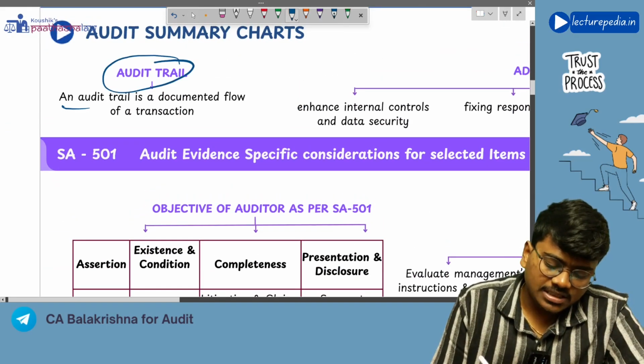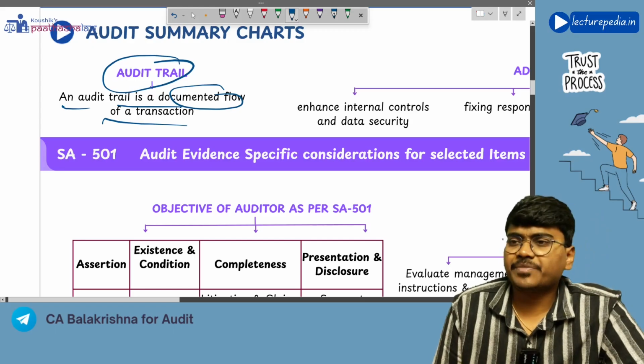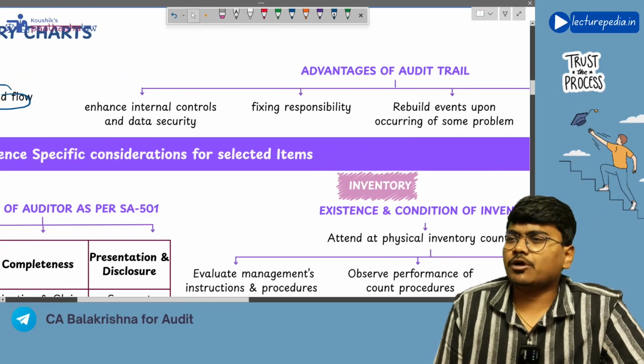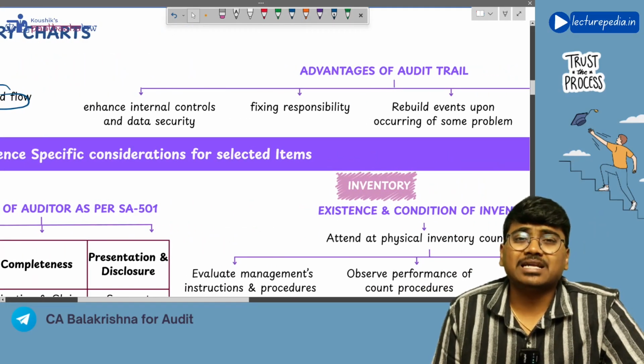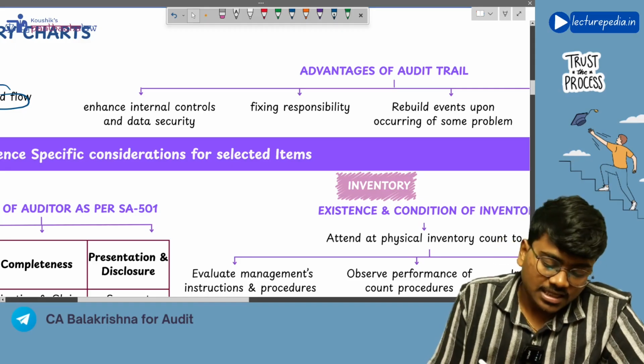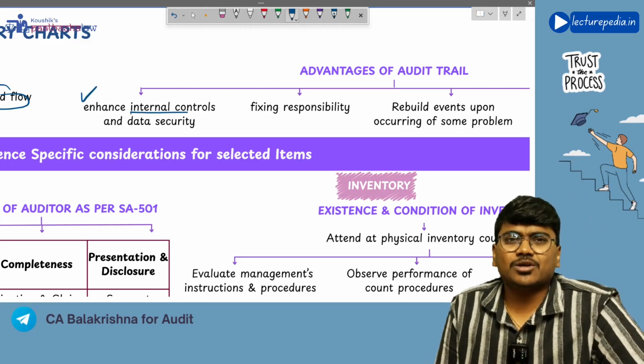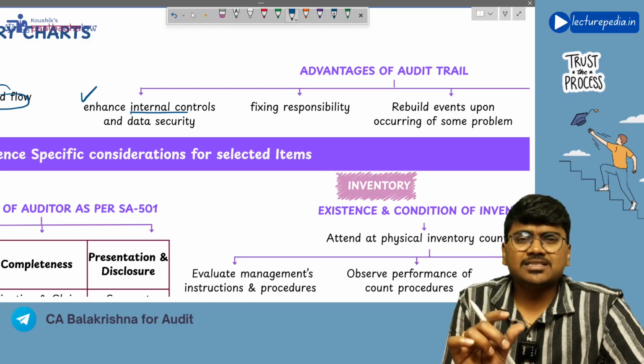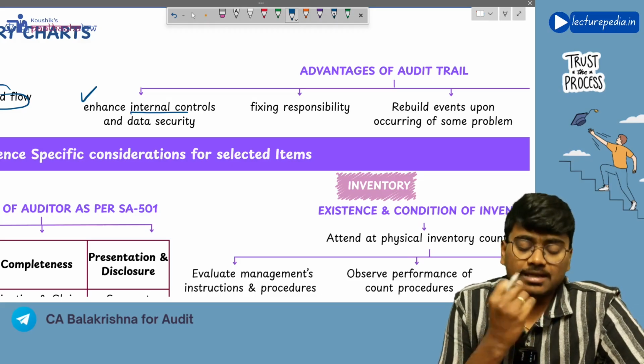See, audit trail is a documented flow of a transaction. And now, some of the advantages of audit trail. What are the advantages of audit trail? First of all, it will enhance the internal controls in the organization. See, audit trail is also one of the examples of internal control.